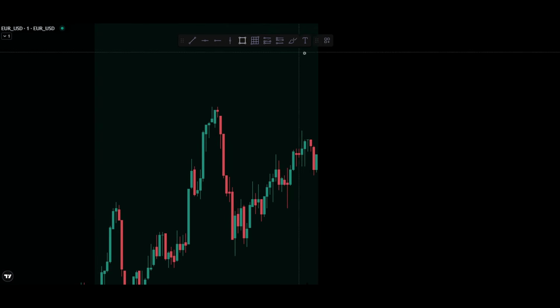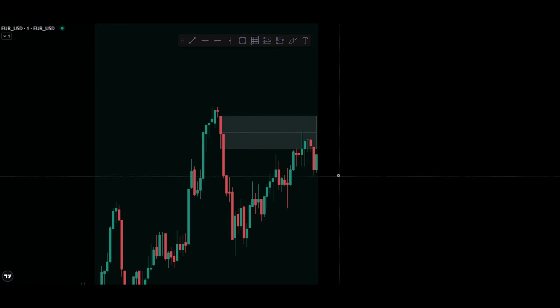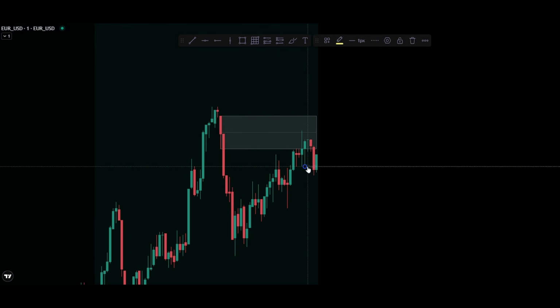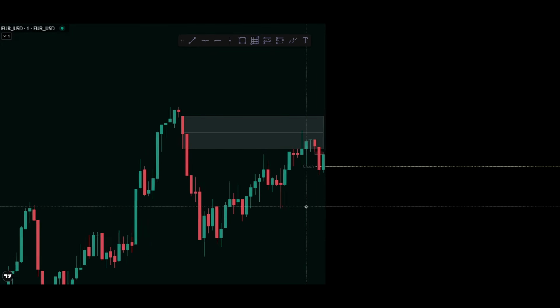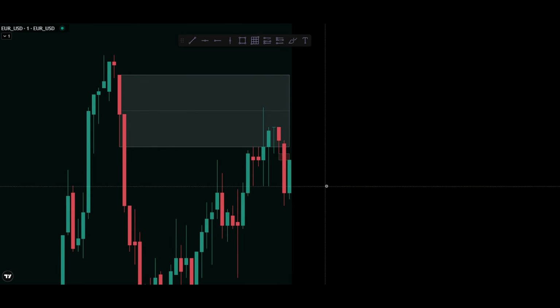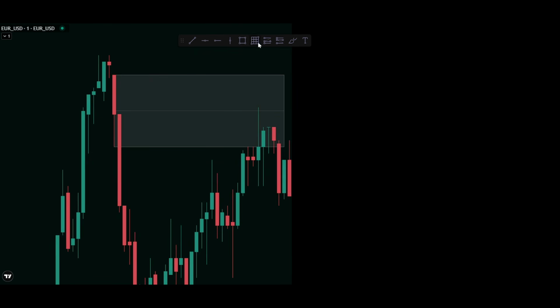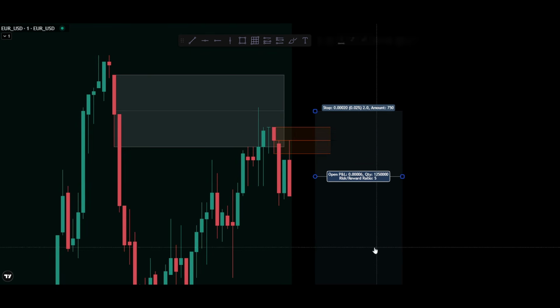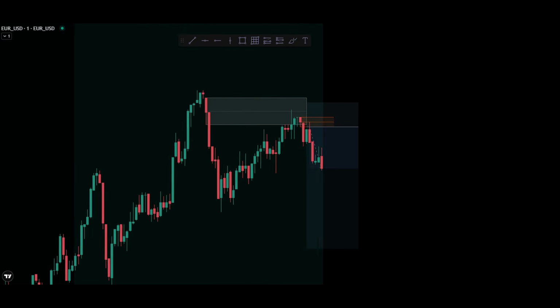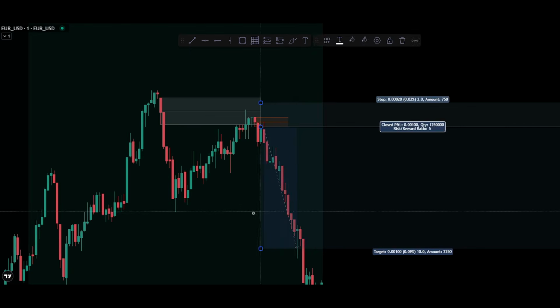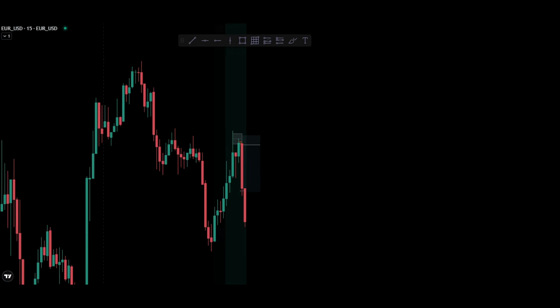In the final example, after touching a key zone, a change of character and a fair value gap appear. Price returns to an order block. Enter the trade. Stop loss 2 pips above entry. Take profit as defined by your setup. This shows how change of character, break of structure, and fair value gap work together.